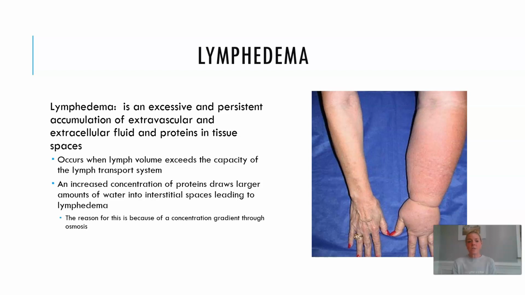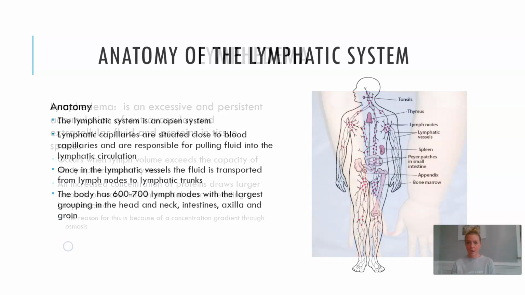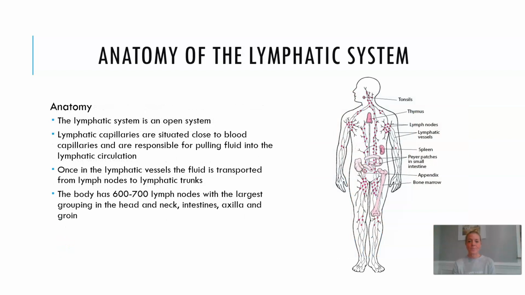So lymphedema will start to occur when the lymph volume exceeds the capacity of the lymph system. And then also because it is more protein rich, it's going to draw larger amounts of water out with it into those interstitial spaces, which then leads to lymphedema. And again, that's osmosis, concentration gradients, how that all works, which we're not going to get too much into here.